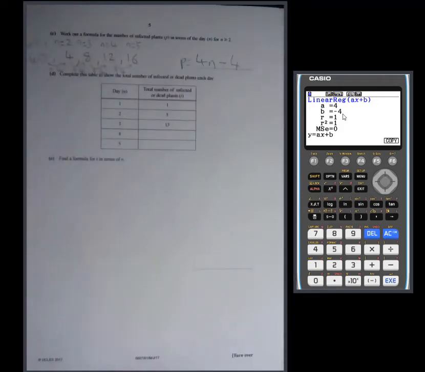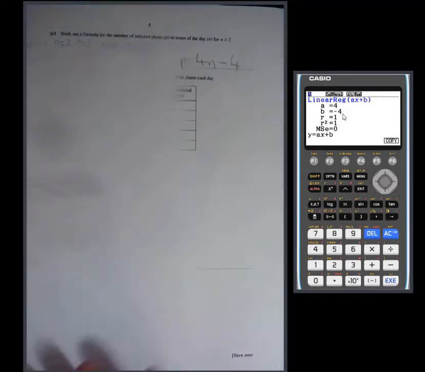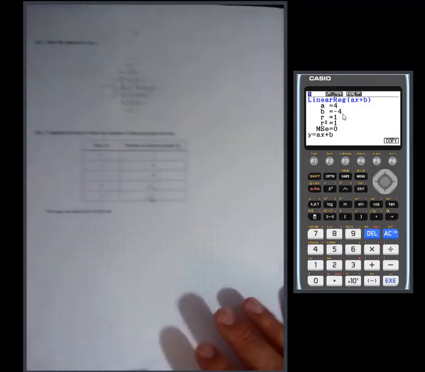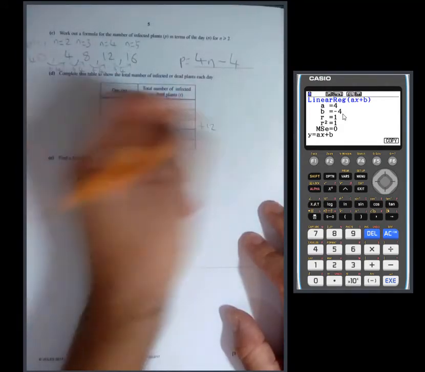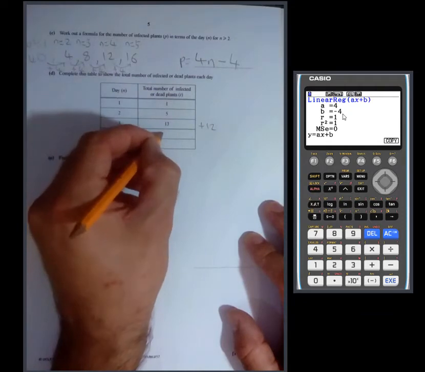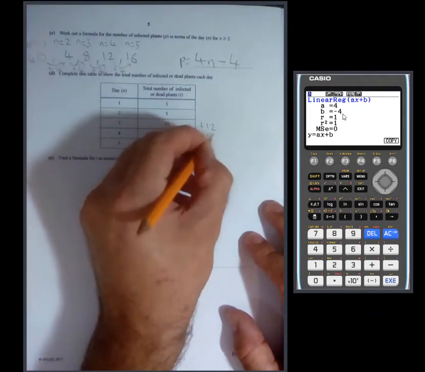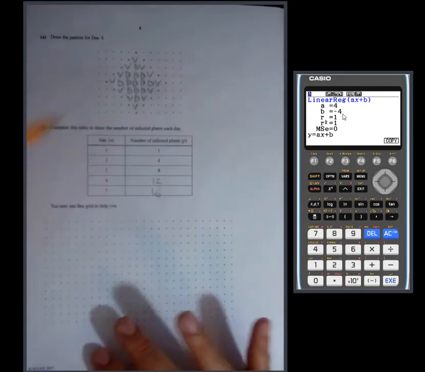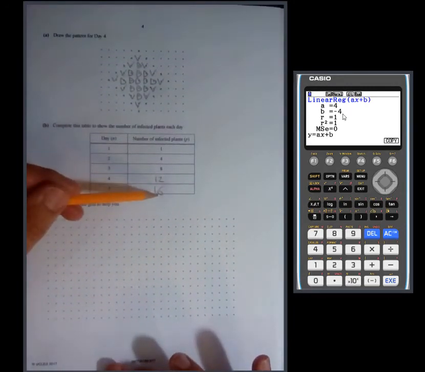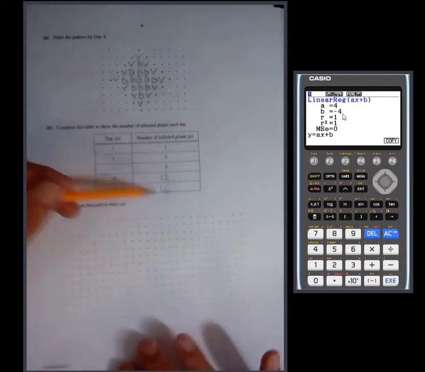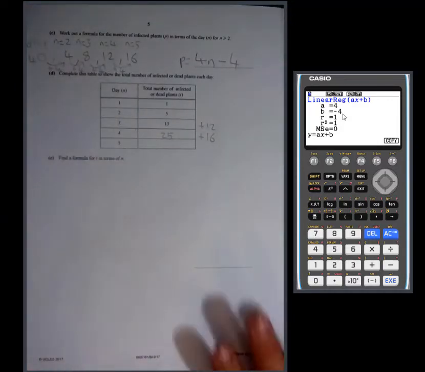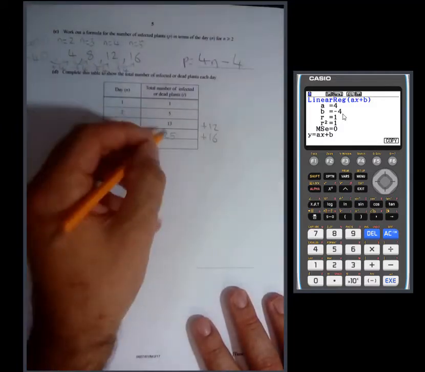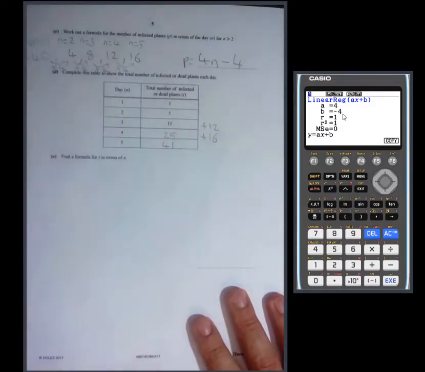If you're not happy with that, you could draw some more diagrams and count them all. I'm not going to do that. I'm just going to do 13 plus 12, and then the answer to that plus 16. 13 plus 12 is 25, and then I'm going to add 16. And remember, I'm adding 16 because on day 5 there are 16 infected plants, and on day 4 there were 25 dead or infected, so I just add the number of just infected on the next day. So 25 plus 16 is 41.